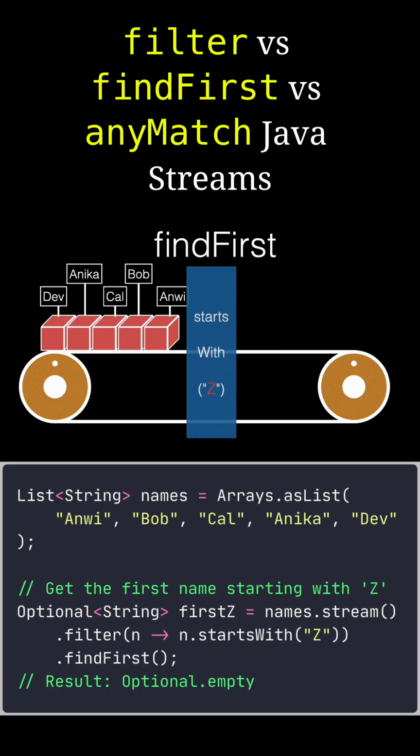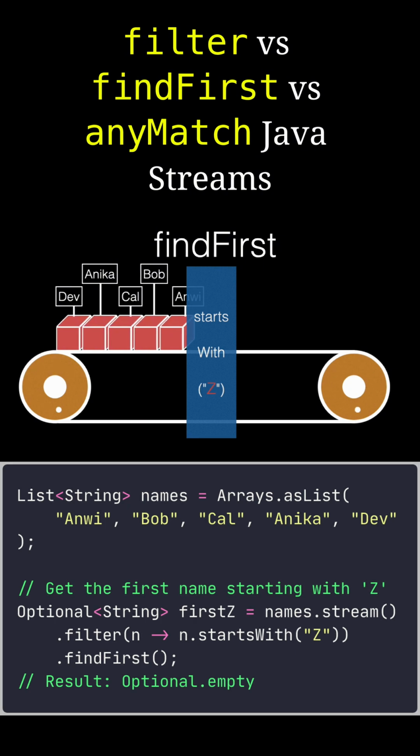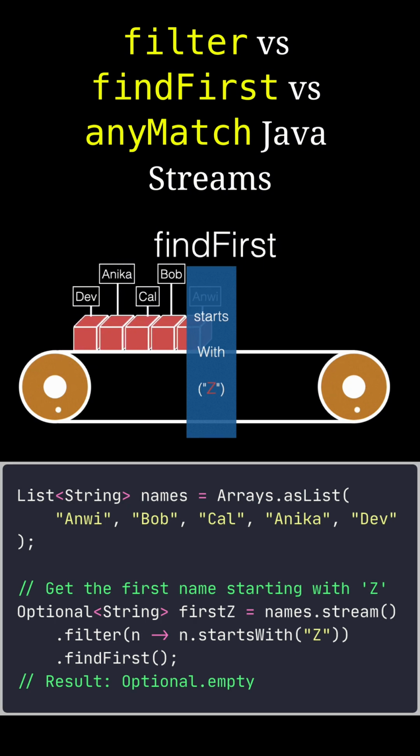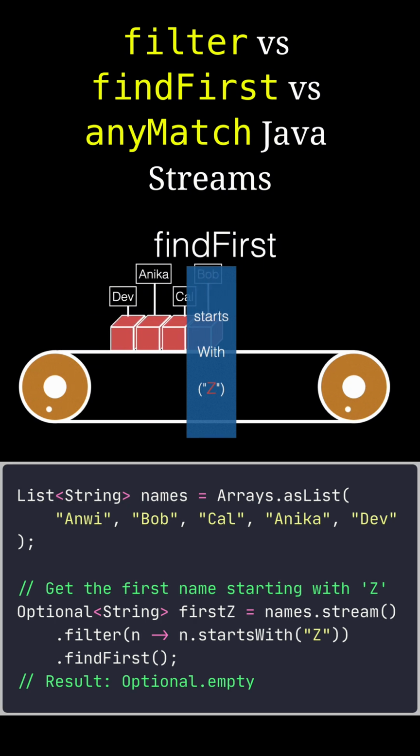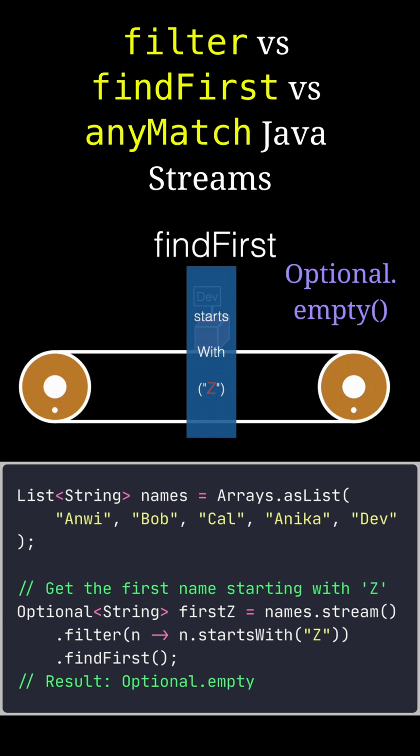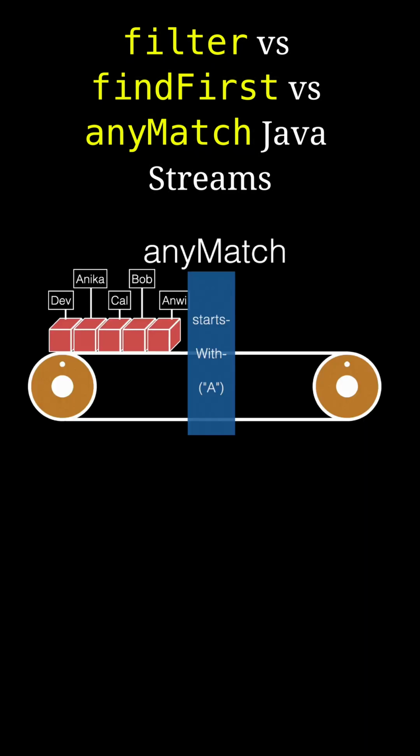But what if we don't find one? For example, what if we check for a name starting with Z? Then the belt will check all the packages, find no match, and return an empty Optional. This is not null. It is a safe container that tells you no value was found, which prevents null pointer exception. And finally, let's look at anyMatch.